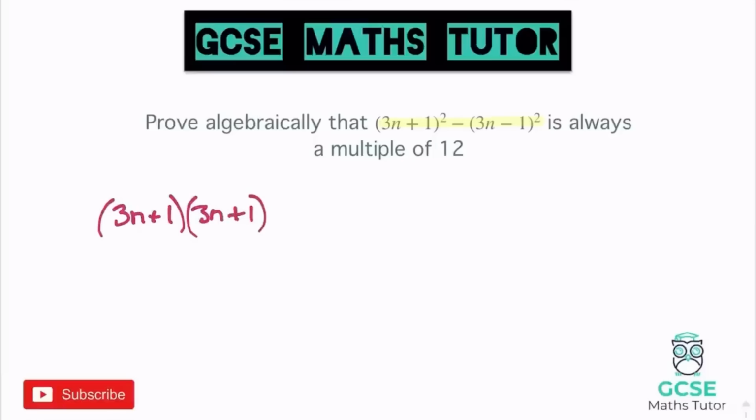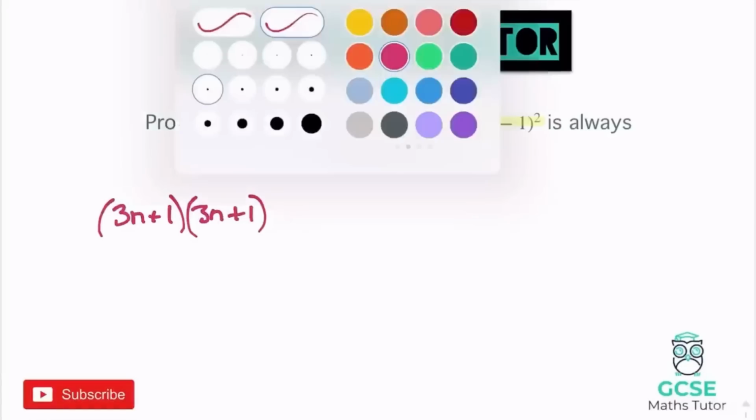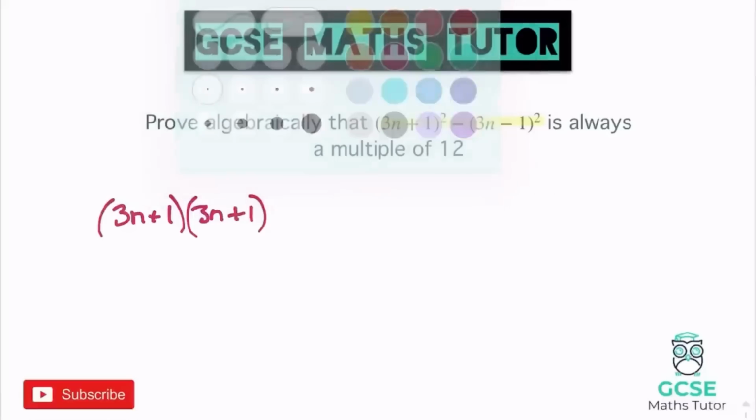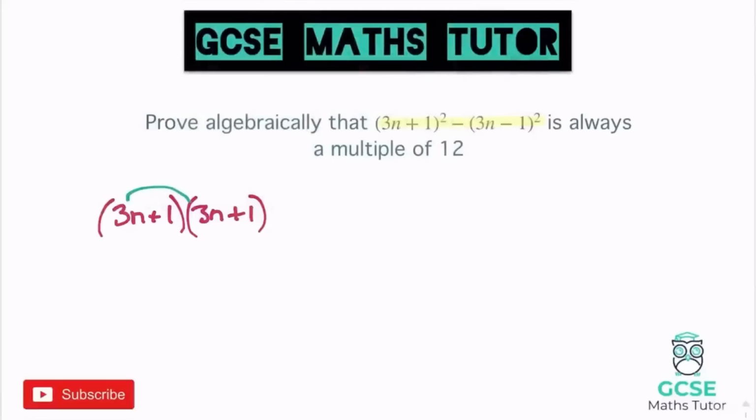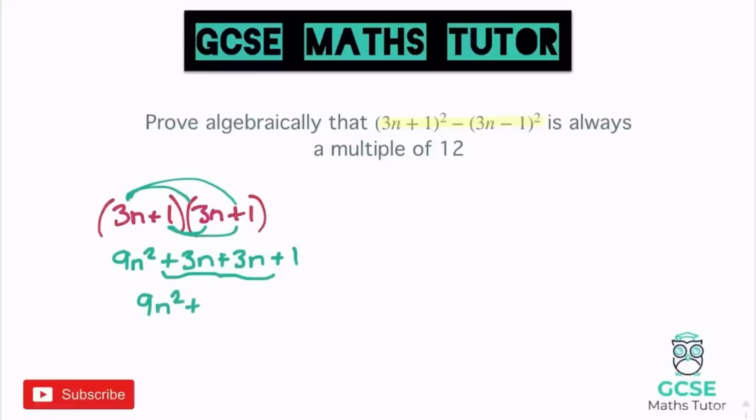Okay, so if we tidy all that up and expand that, let's have a go. We've got 3n times 3n, which is 9n squared. And we've got 3n times the 1, which is plus 3n. Underneath, 1 times 3n is another 3n. And then 1 times 1 gives us 1. And if we tidy all that up, these two 3n's we can add together, and we end up with 9n squared plus 6n plus the 1.